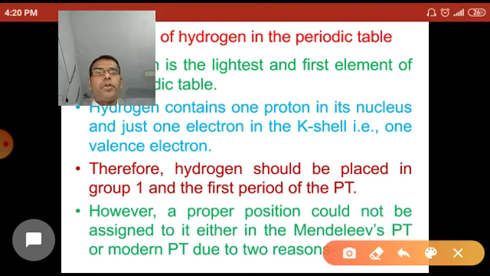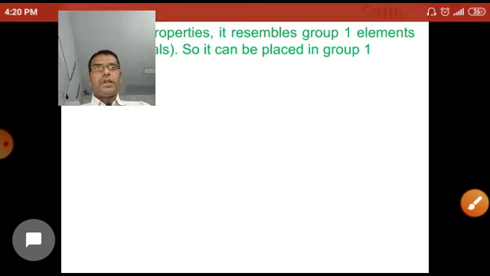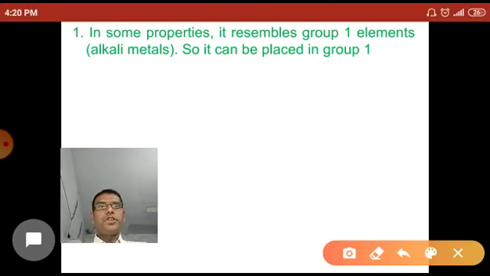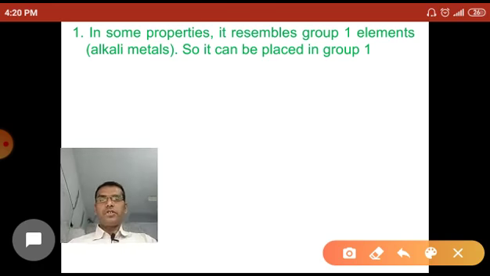However, the proper position could not be assigned to it either in the Mendeleev periodic table or in the modern periodic table, due to 2 reasons. Reason number 1: in some properties it resembles group number 1 elements, that is alkali metals, and so it can be placed in group number 1. But hydrogen is not a metal. In group number 1 all alkali metals are present, but hydrogen is a non-metal.